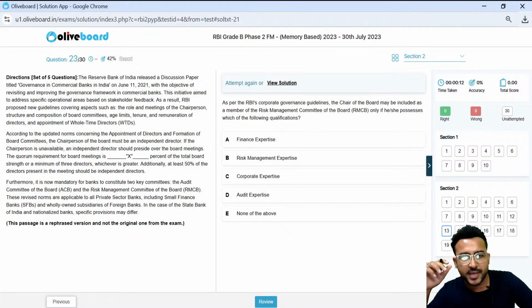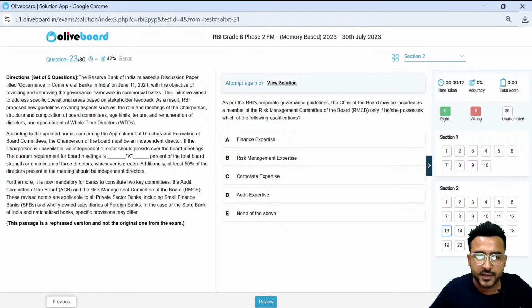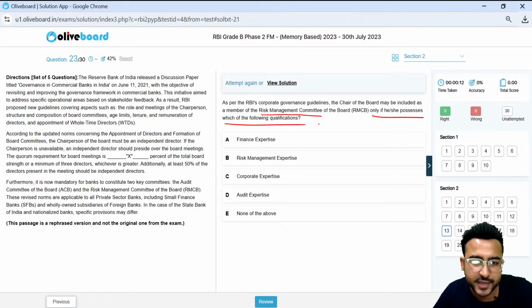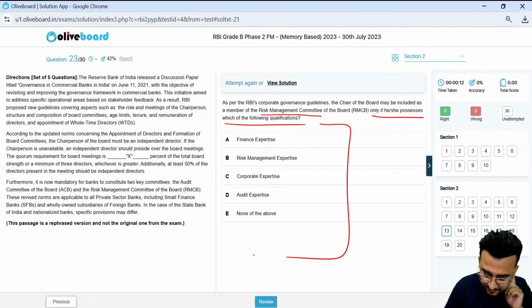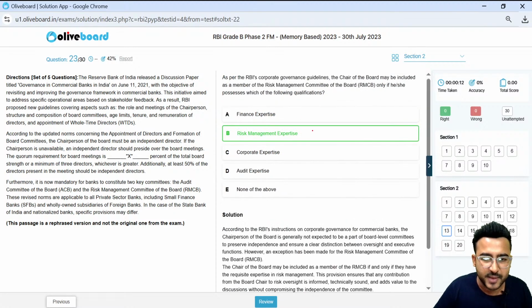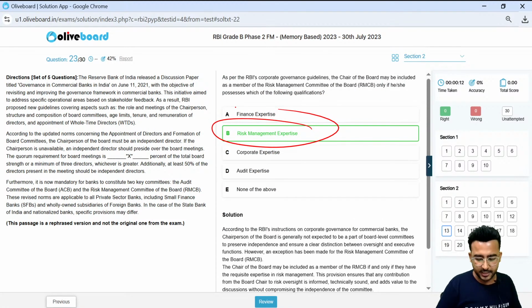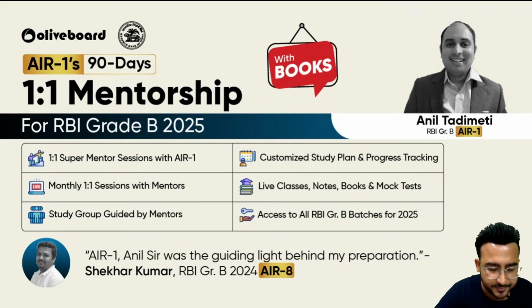Next one, as per the RBI corporate governance guidelines, the chair of the board may be included as a member of the risk management committee only if he or she is possessing the following qualification. If you want to become a member of the risk management committee, what expertise should you have? Expertise in managing risk, right? Risk management expertise. This is a very simple question, the answer is given in the question itself. In the risk management committee one must know how to manage risk, right.